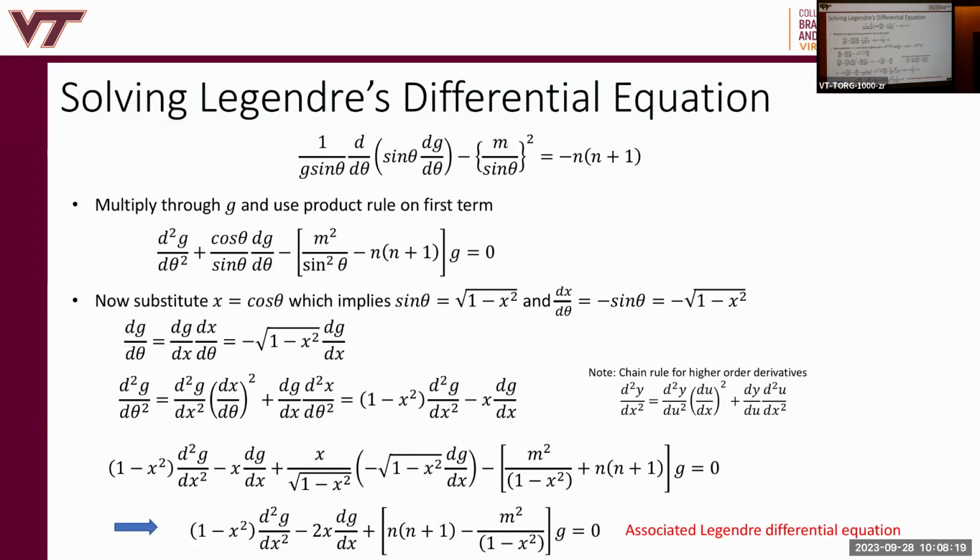So here's the first term. In this differential equation, we have this. So here's that term, and that term in terms of our substitution. And, okay, so to solve this, you're going to need to use this identity, which is called the chain rule for higher order derivatives, all right?